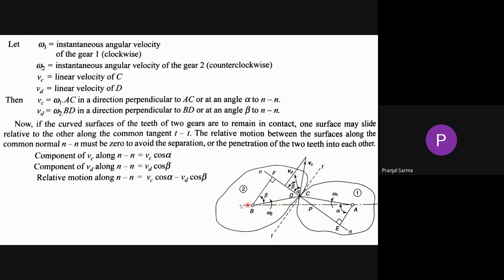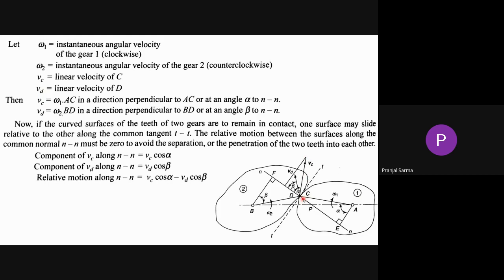Let's consider that we can have the linear velocity of point C, and we can also obtain the linear velocity of point D, which we already know. We consider that it is perpendicular to this particular normal line. Okay, it's perpendicular to it. So now PC, that is the linear velocity of C, this line.